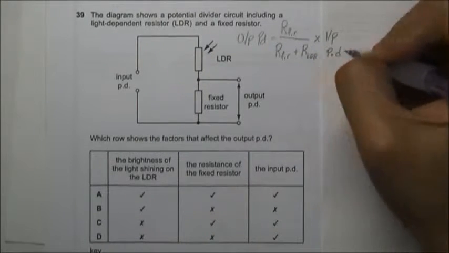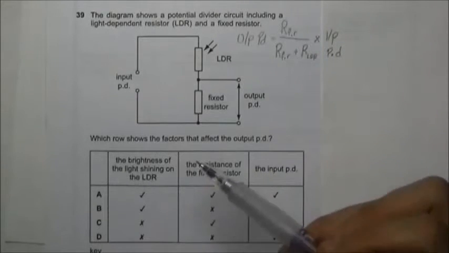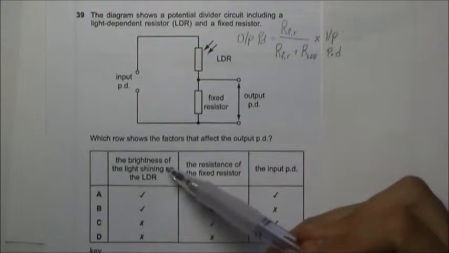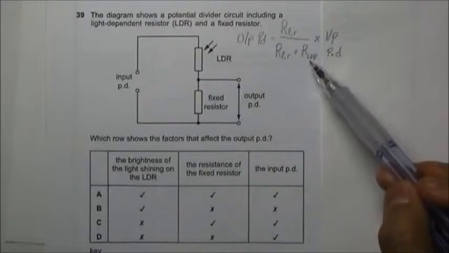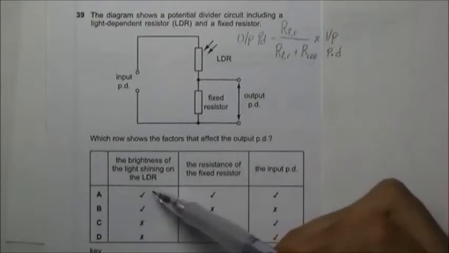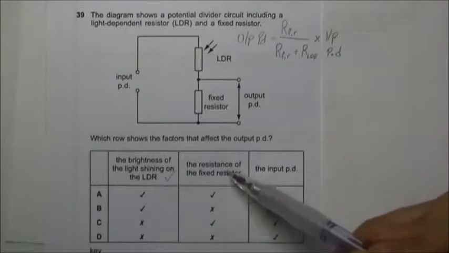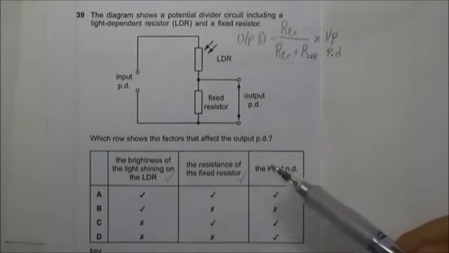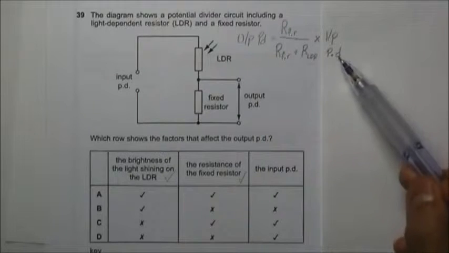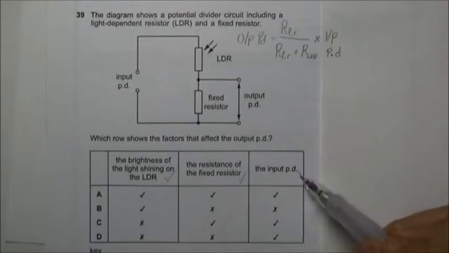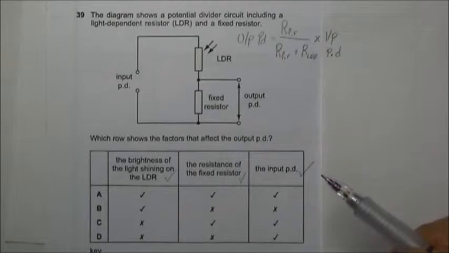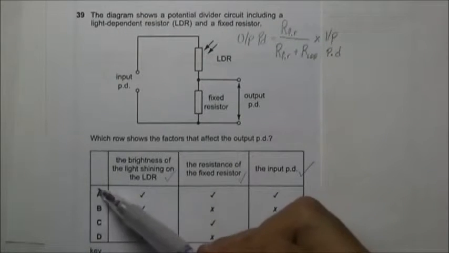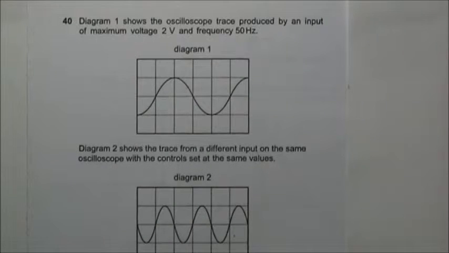Okay, so if we look at the factors, the brightness of the light shining on the LDR will affect the resistance of the LDR. So this is definitely a tick. And the resistance of the fixed resistor is included in the formula, so it will affect. And same goes for the input potential difference. So basically all the three factors will affect the output potential difference. So answer is A.